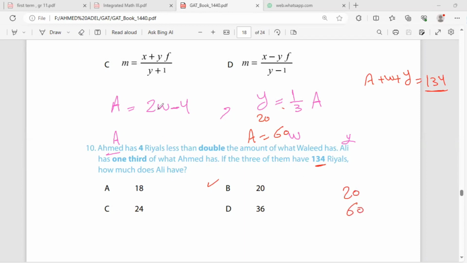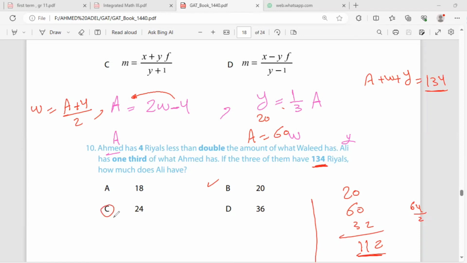And here, how to find Walid? We increase the amount of money with Ahmed by 4, and then divide by 2. W equals (A plus 4) divided by 2. Okay, so Ahmed here is 60. 60 plus 4 is 64. 64 divided by 2 is going to be 32. When you find the sum, it's going to be 112. And I want the total to be 134.